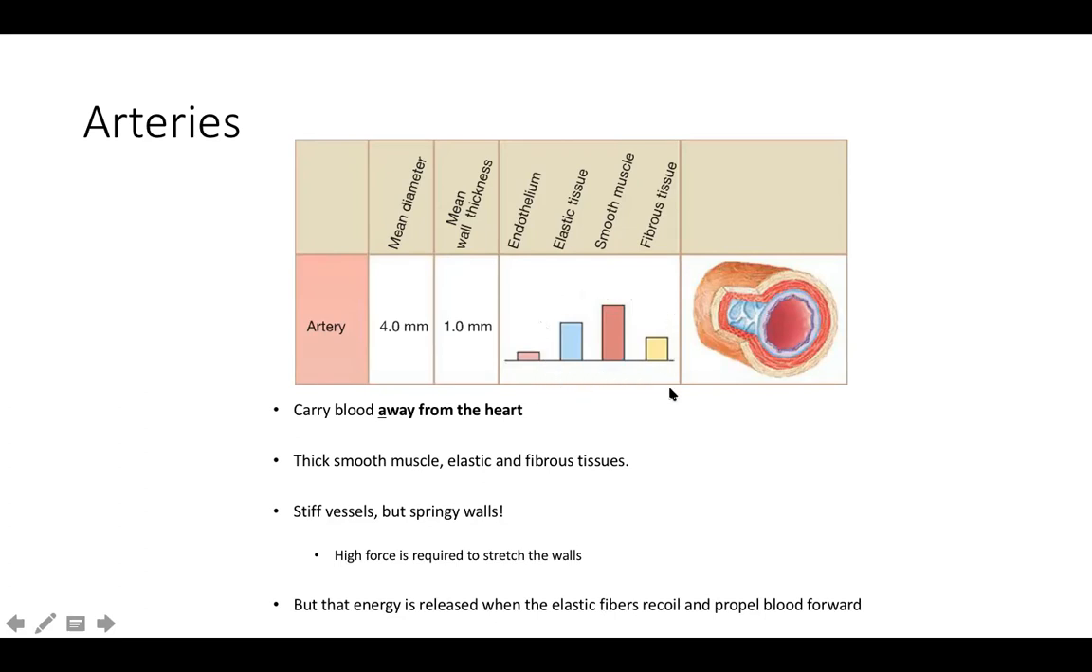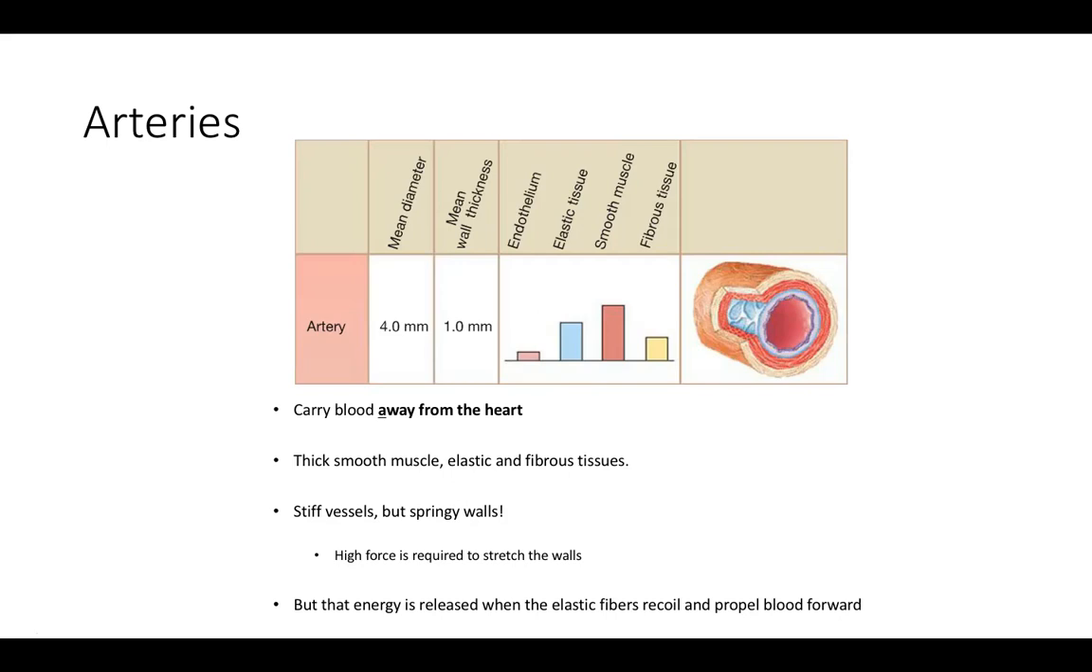These vessels are fairly stiff, but they have fairly springy walls. They can expand because of the elastic tissue, but then they can also recoil back. That's really important because there's quite high pressure in the blood that flows through them, so the ability to stretch is essential. Part of the function of that stretching and recoiling back is to propel the blood from one part of the arterial system to the next part of the arterial system.